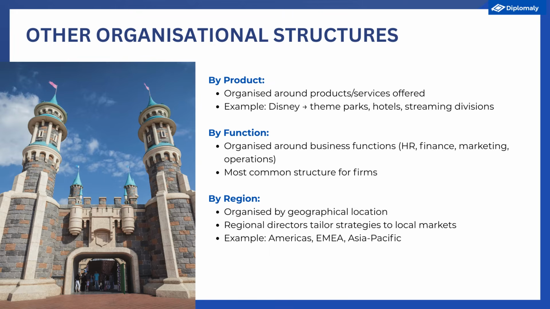And finally, organization by region involves organizing the business by location. Each area is led by a regional director and can help a business tailor its offering to the local market. For example, these organizations tend to have a head of America, head of Europe, Middle East and Africa, and head of Asia Pacific.